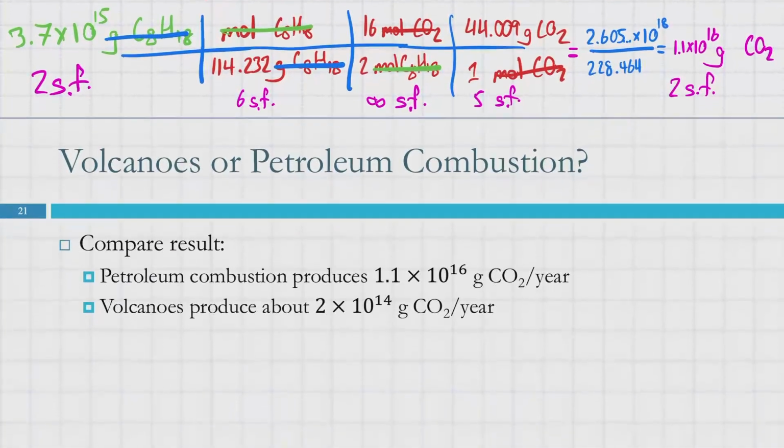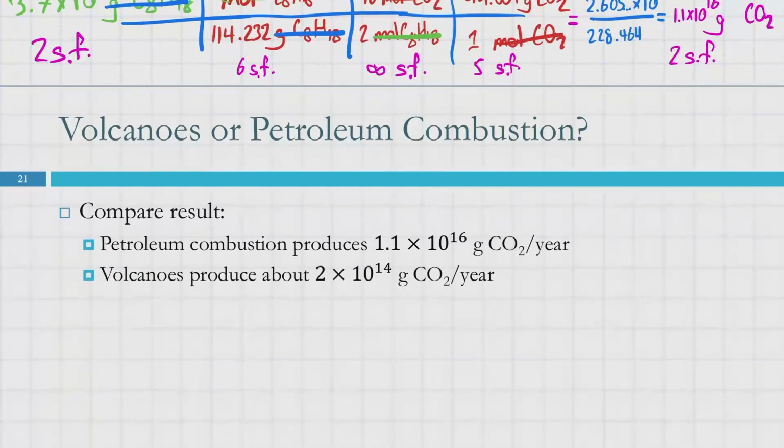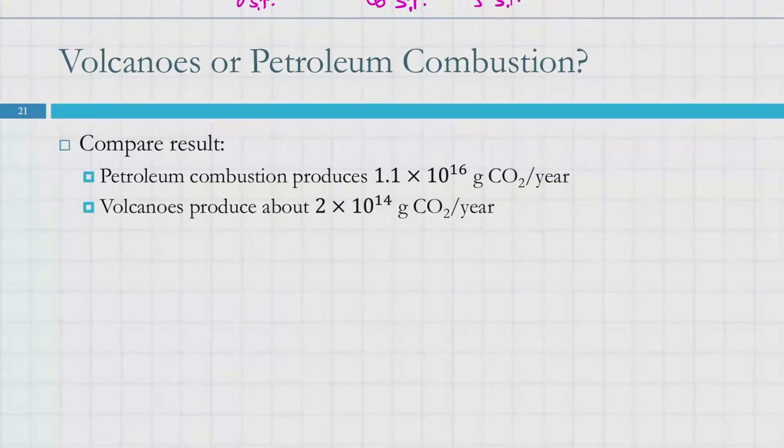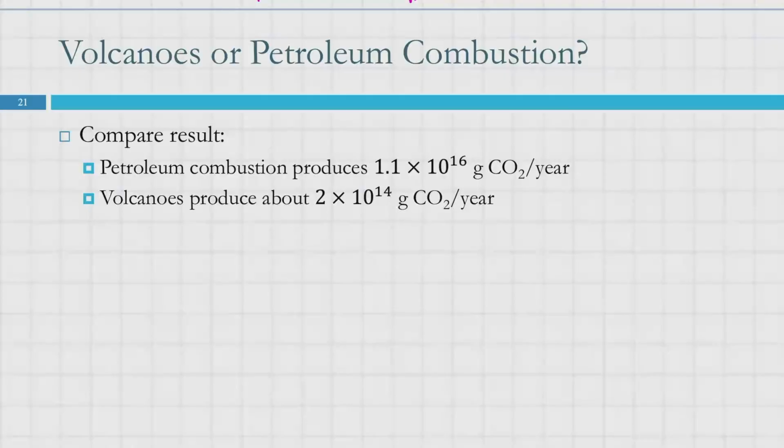So looking at the result, we got the same one that was printed in the slide, which means we did it correctly, which is great. So petroleum combustion produces 1.1 times 10 to the 16 grams of CO2 per year. Volcanoes, they measured it, somehow estimated it, 2 times 10 to the 14 grams CO2 per year. Which one of those is bigger? Is it petroleum combustion or volcanoes? Petroleum, because it's 10 to the 16 versus 10 to the 14.